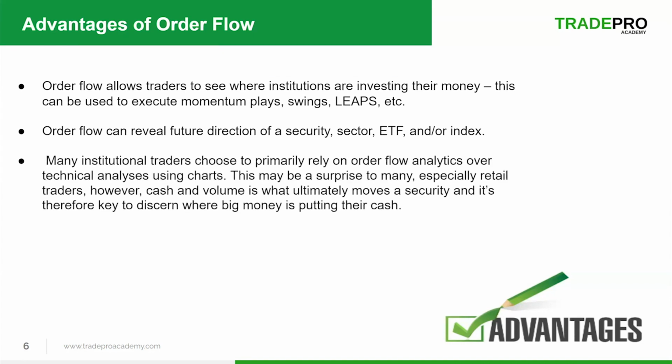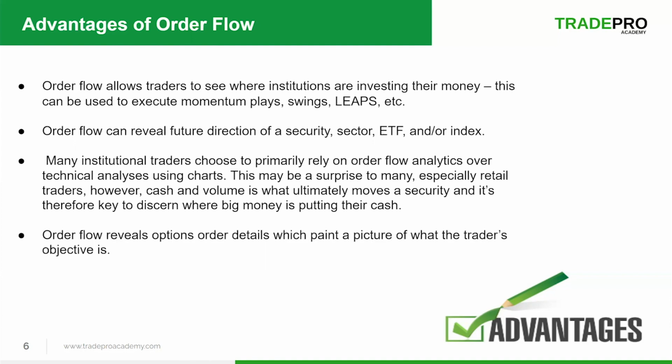So many institutional traders choose to primarily rely on order flow analytics over technical analysis using charts. Now, this may be a surprise to many, especially retail traders. However, cash and volume is what ultimately moves a security, and it's therefore key to discern where big money is putting their cash. Order flow reveals options order details, which paint a picture of what the trader's objective is.